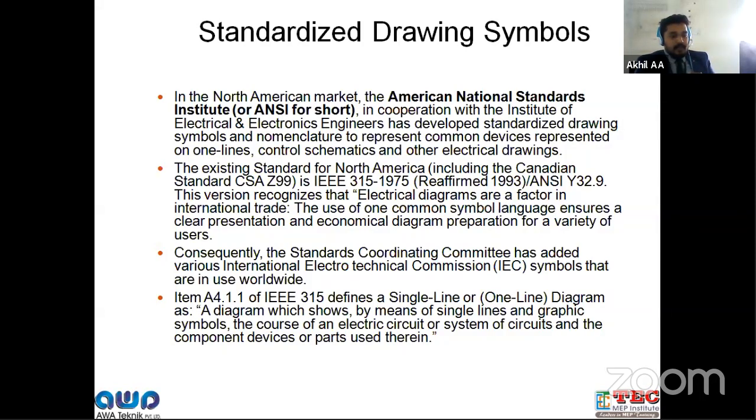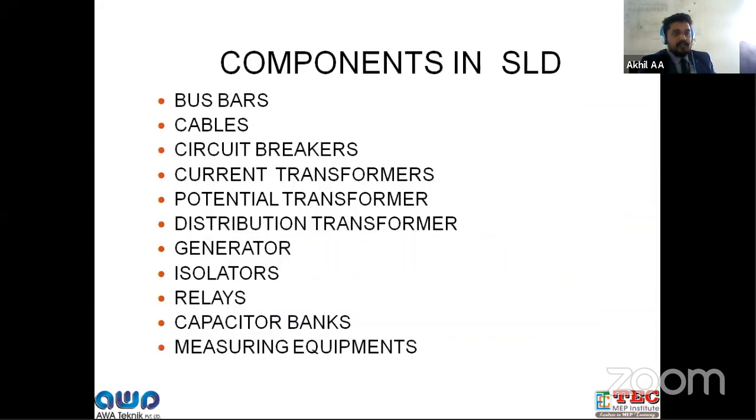Okay. And components in the SLD. What will be the components which will come in the single line diagram, in the representation, also in the main panels or the sub panels? What all things will be there in the SLD? It will have bus bars, cables, circuit breakers, current transformers, potential transformers, distribution transformers, generators, isolators, relays, capacitor banks, and measuring equipment. All these components will be there in the SLD.